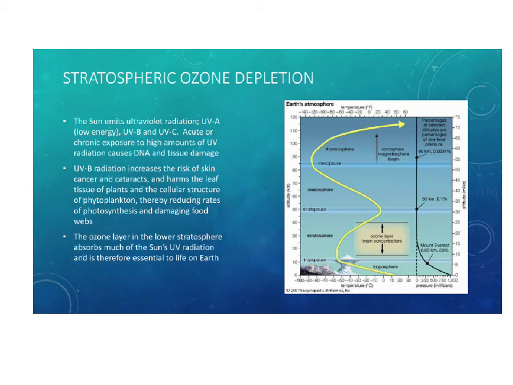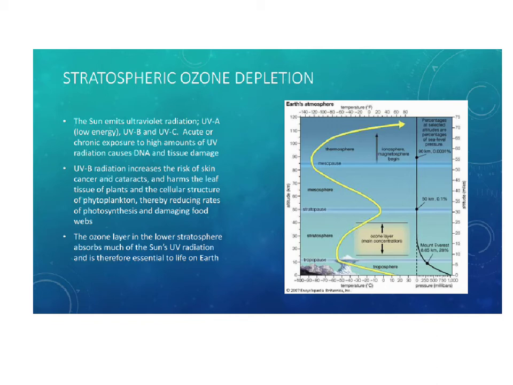You know this. This is why we wear sunscreen. It emits UVA, which is low energy ultraviolet radiation, and UVB and UVC. UVB and UVC are more energetic. Acute or chronic exposure to high amounts of UV radiation causes DNA and tissue damage, particularly those more energetic ones. UVB is particularly problematic. Most of UVC is filtered out by the ozone layer, but UVB gets through in larger amounts. UVB radiation increases the risk of skin cancer and cataracts.